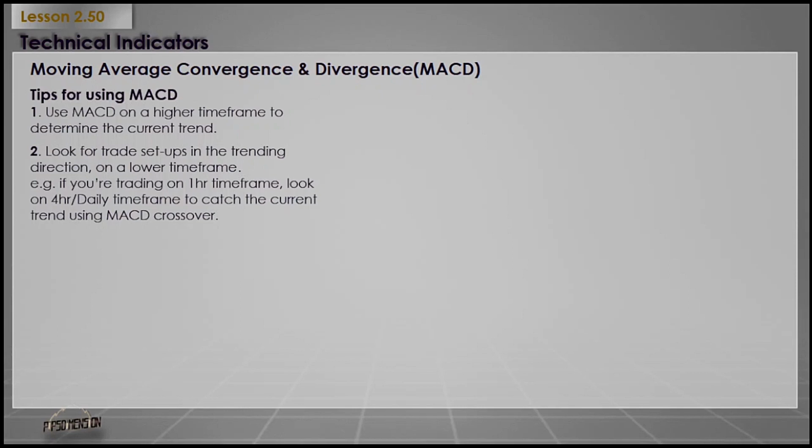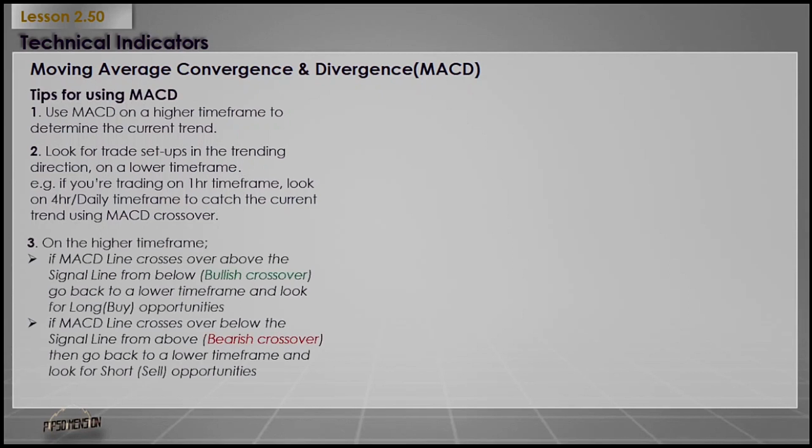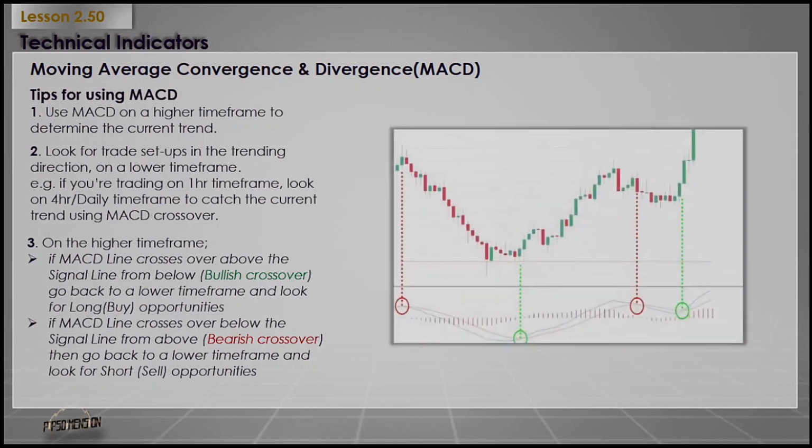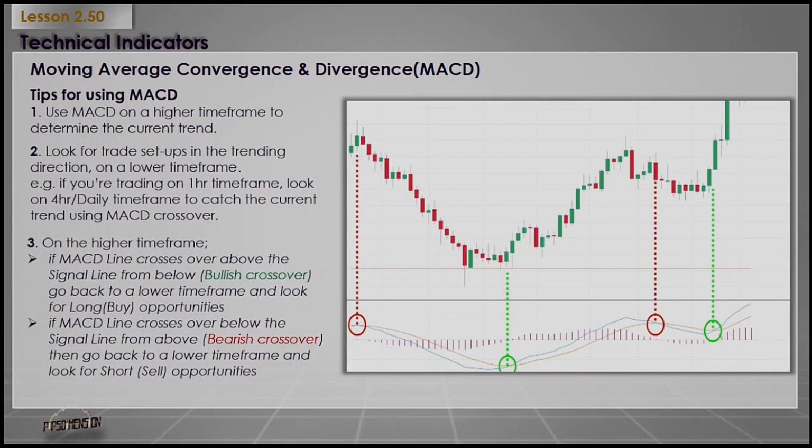Example, if you are trading on a 1 hour time frame, then you look out on a 4 hour to daily time frame to catch the current trend with the MACD crossover. When you are on the higher time frame, if the MACD line crosses above the signal line, then you go back to the lower time frame and look for long opportunities. On the other hand, if the MACD line crosses below the signal line, then go back to your lower time frame and look for short opportunities. Here are some trading examples with the MACD indicator.